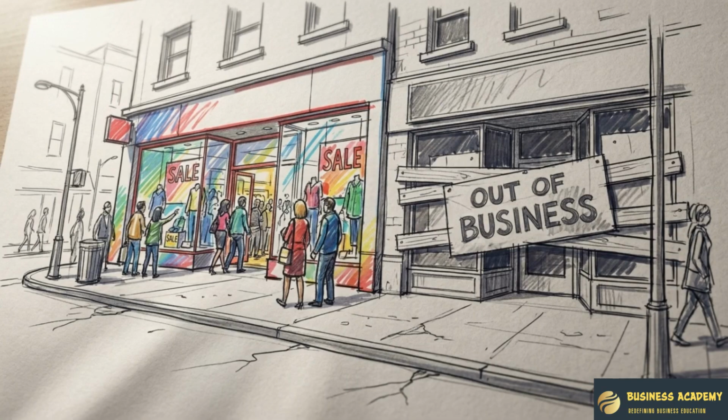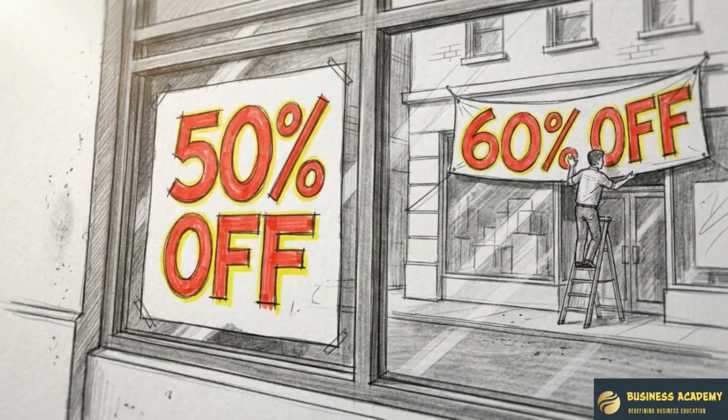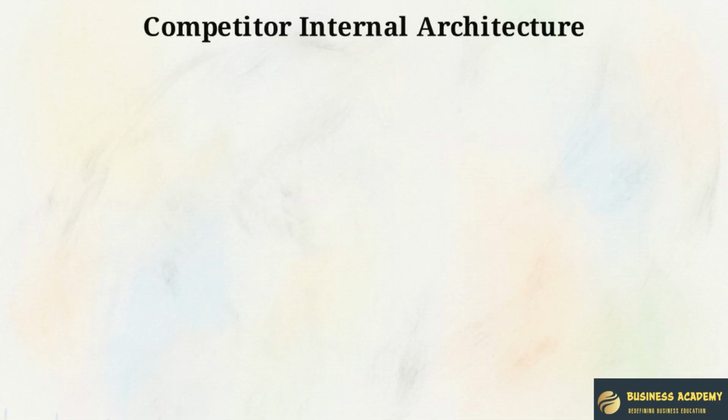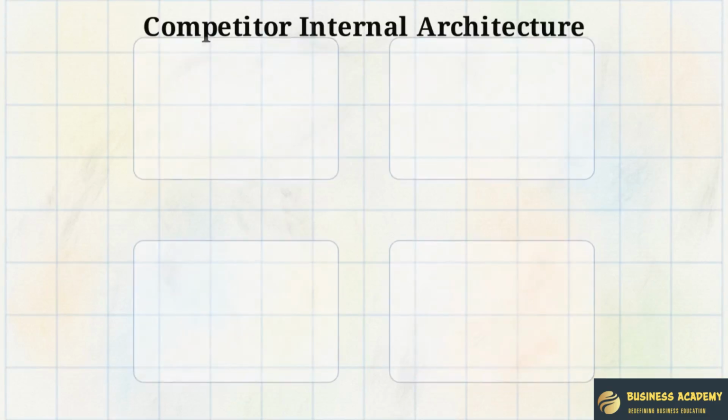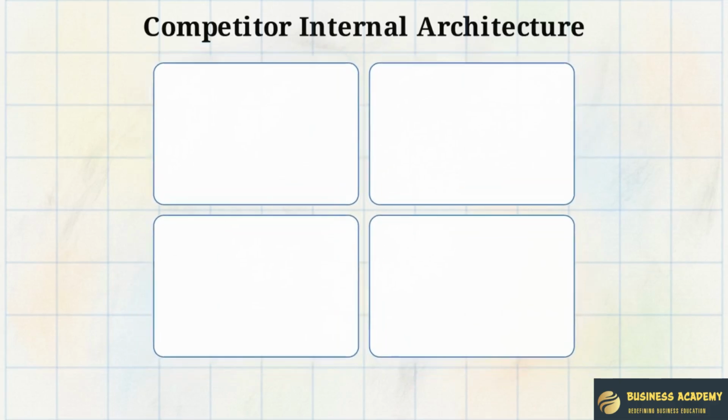This capability is a requirement for survival. The ultimate value of any strategic choice depends on how a rival responds to it. Predicting a rival's behavior starts with mapping their internal architecture. A complete profile evaluates them across 4 interlocking components.